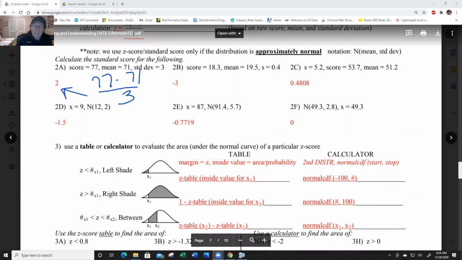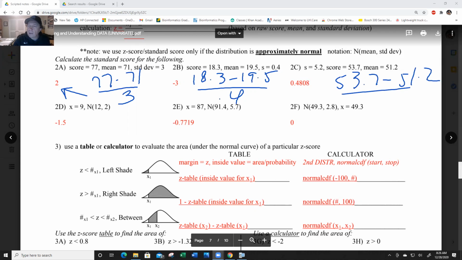B is going to be 18.3 minus 19.5 divided by 0.4. All right, no problem. That's -3. All right, this one will be 53.7 minus 51.2 divided by 5.2. Now here's the full answer, but we're going to round that to 0.48 because we're going to go to the hundredths spot on standard scores so it matches the table.